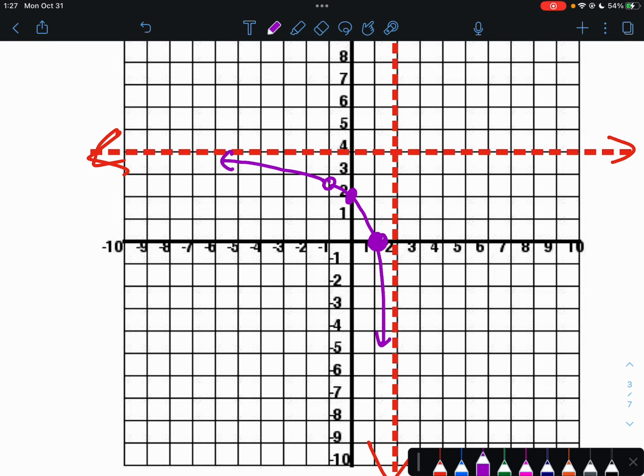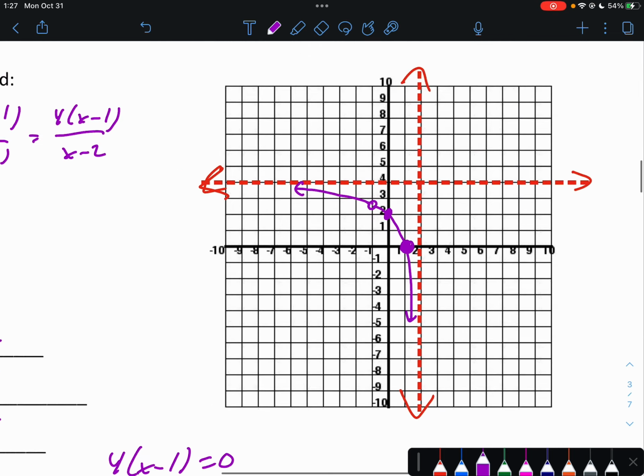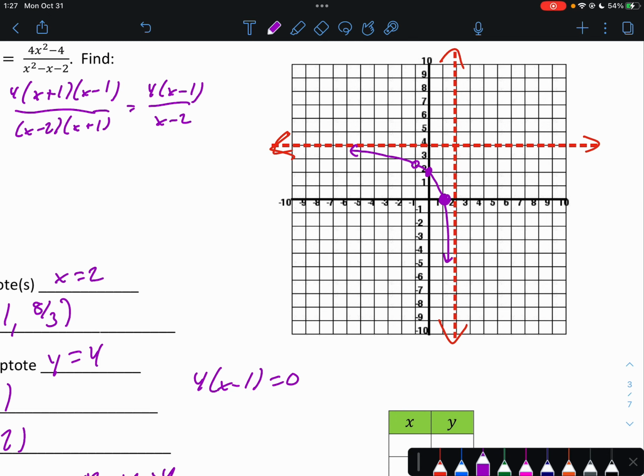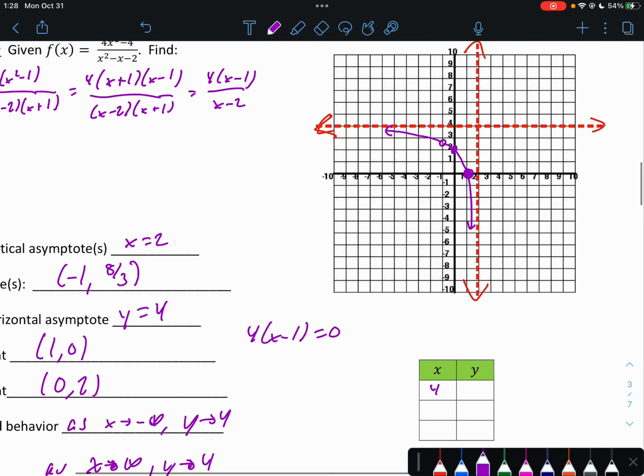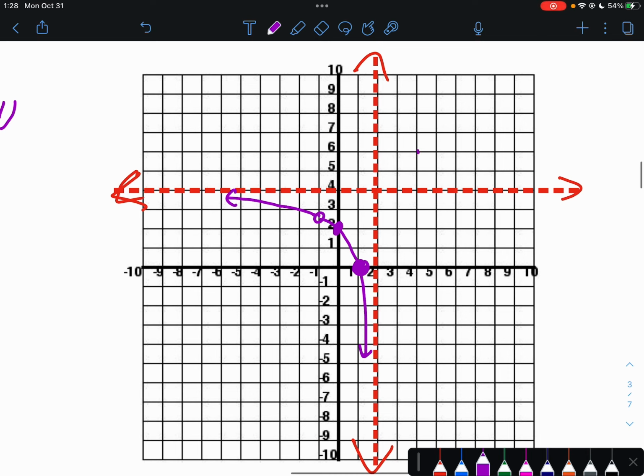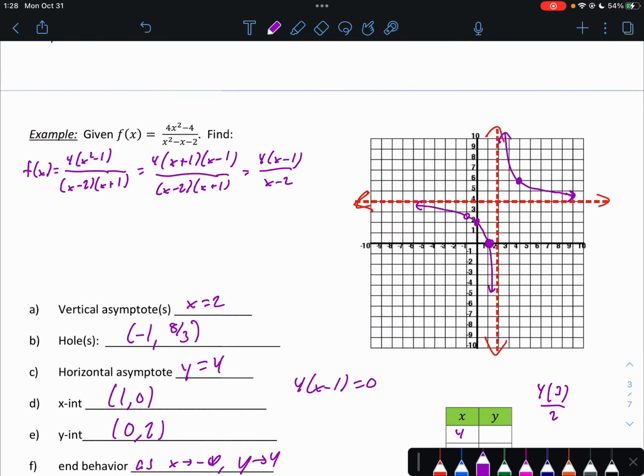Skip the hole. And then for the second part, we'll need a point to the right of 2. So pick 3 or 4 or 5, doesn't matter. How about 4? You can put that back into the original or to any of the simplified versions, but might as well use the simplified version if we can. So 4 times 3 over 2, which is 12 over 2, which is 6, so 4 comma 6. And follow the asymptotes up and right. And there's our rational graph.